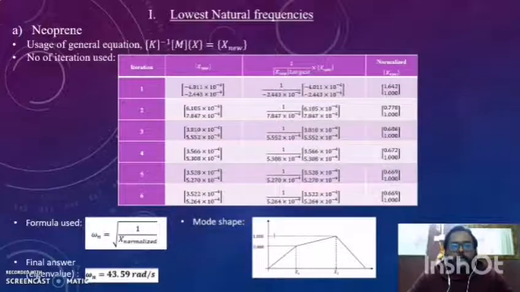The general equation for neoprene and sorbothane to be used is K inverse times M times X equals to λ X. The number of iterations used for neoprene is 6 iterations, and the normalized X is 0.669 and 1.000. The formula used to calculate ωn is equal to the square root of 1 over X normalized, and the final answer for the eigenvalue is ωn equals 43.59 rad per second. As you can see here, this is the mode shape, 0.669 being x1 and 1.000 being x2.